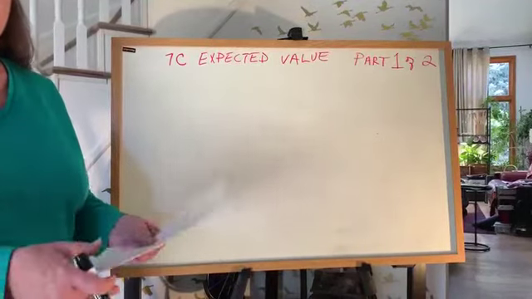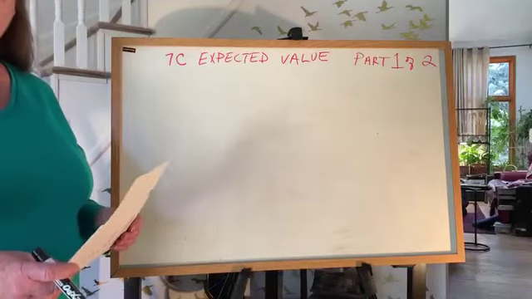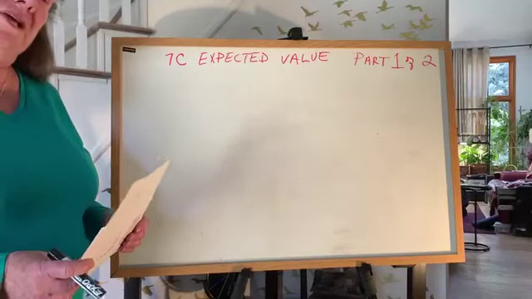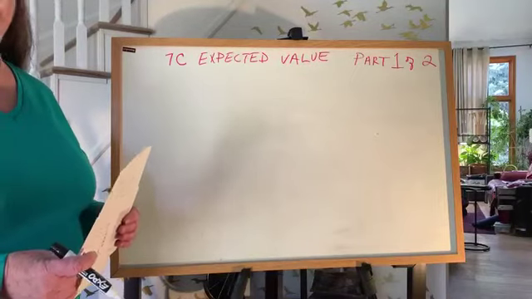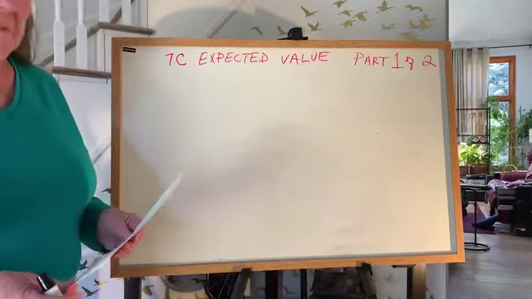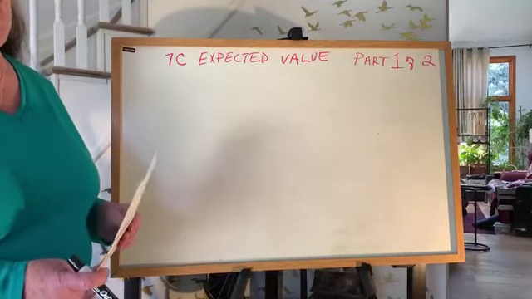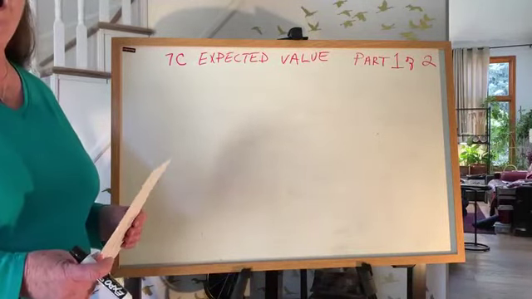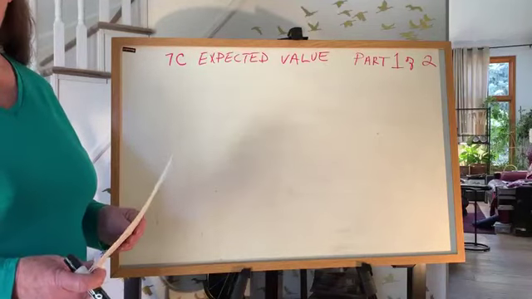Morning class. Today we're going to have a lecture on 7C, which is the expected value. This is kind of a new section for us, so it's probably going to be in two parts. I'll send both links. Expected value helps us determine whether or not we should play the lottery, or if we should buy a raffle ticket, or if we should buy an insurance policy.